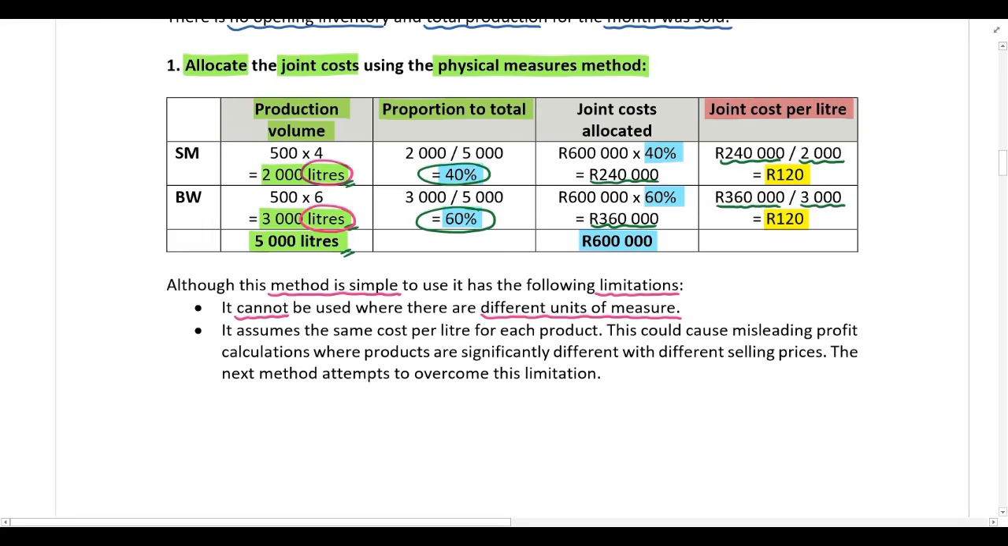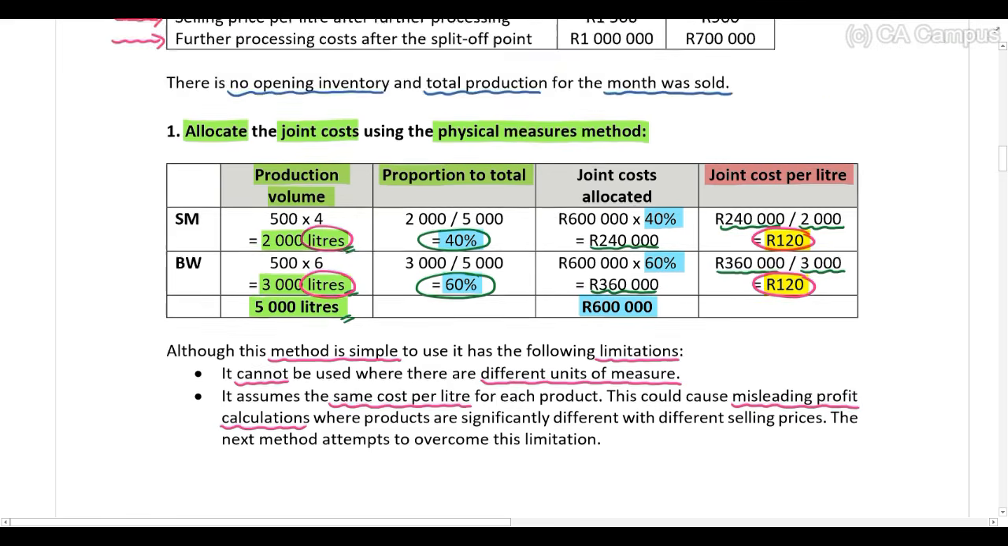Another limitation of this method is it assumes the same cost per litre for each product. We saw that above. Both products have a cost of 120 Rand per litre. Now the problem with this is it could cause misleading profit calculations where the products are significantly different with different selling prices. So let's discuss that in a bit more detail.